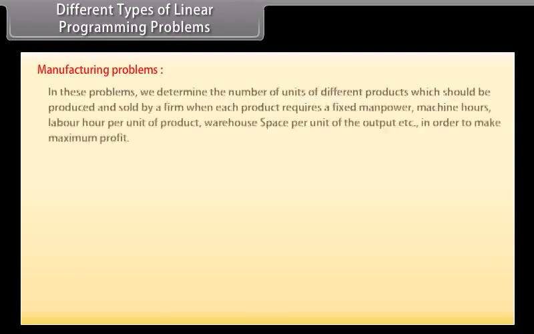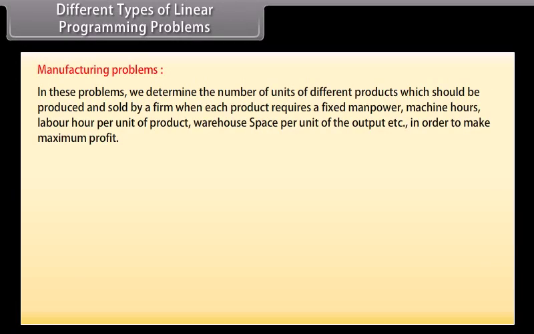Different types of linear programming problems. Manufacturing problems. In these problems, we determine the number of units of different products which should be produced and sold by a firm, when each product requires a fixed manpower, machine hours, labor hours per unit of product, warehouse space per unit of the output, etc., in order to make maximum profit. Let's take an example to understand it better.